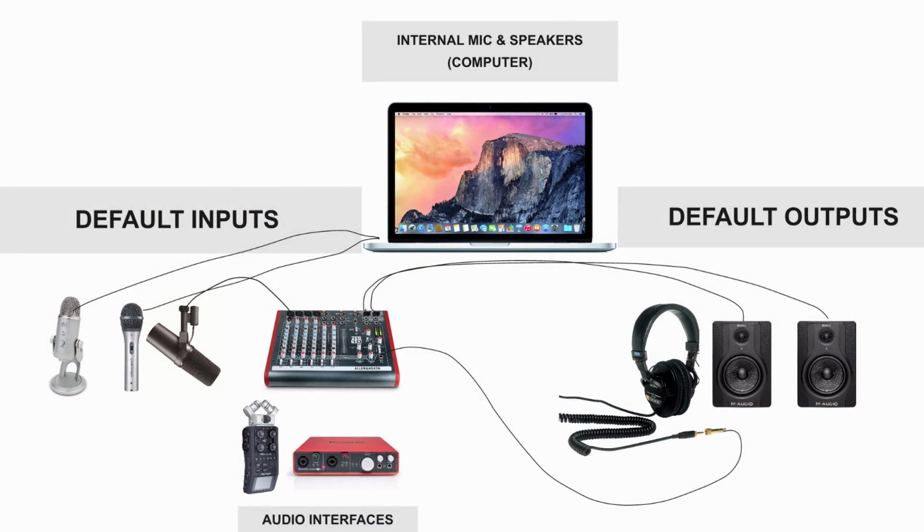Coming out, that is the sound that I want to hear. So where do I want the sound leaving Audition to go? That is my default output. So in my case, I have my headphones and I have my desktop speakers plugged into my mixer. So my default input and my default output are going to be exactly the same because they are both providing the same device.